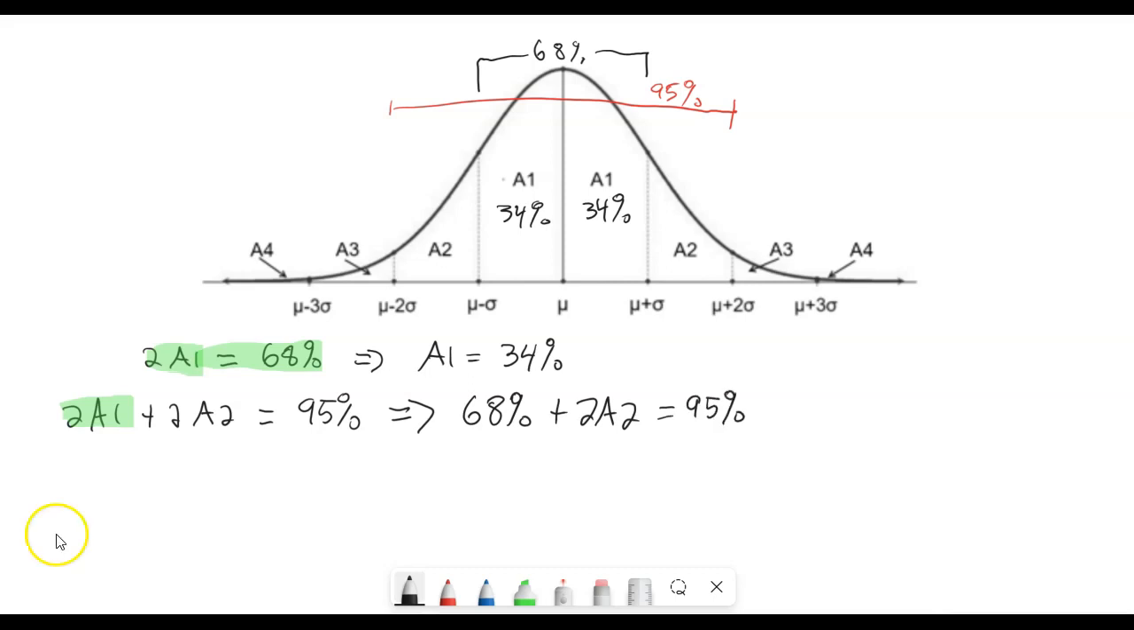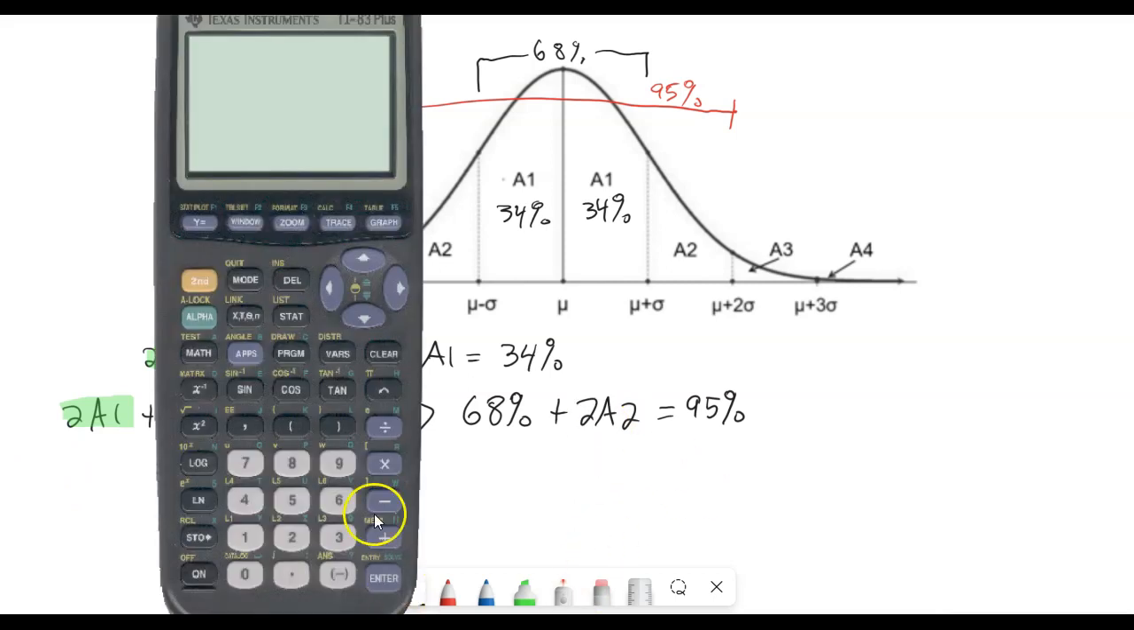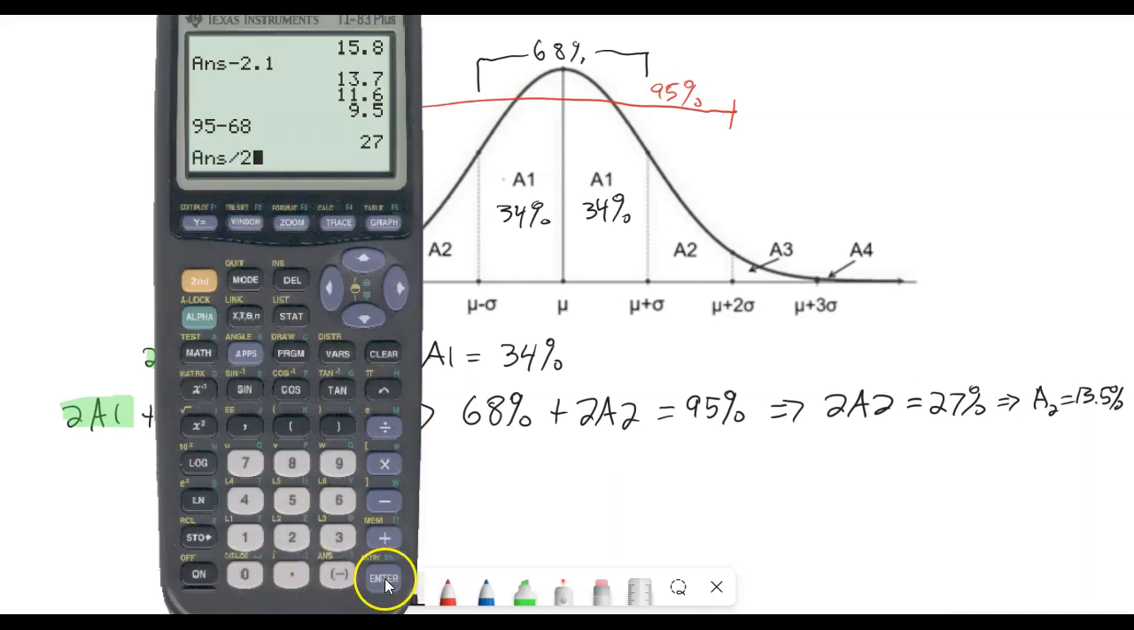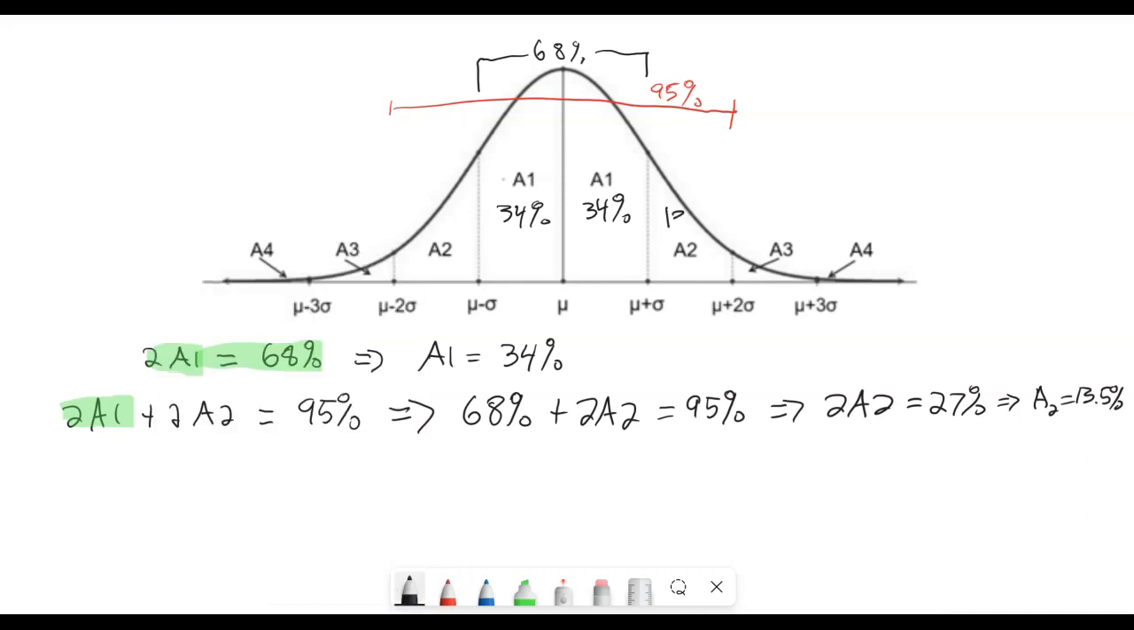Okay, so now we need to start solving for A2. 95 minus 68 is 27. So if we subtract the 68% from both sides, we have 2A2 equals 27%. We divide by 2, and we get 13.5. So A2 is 13.5%. And none of this you have to do in your head. Divide by 2. There it is. So this is 13.5% and 13.5%.